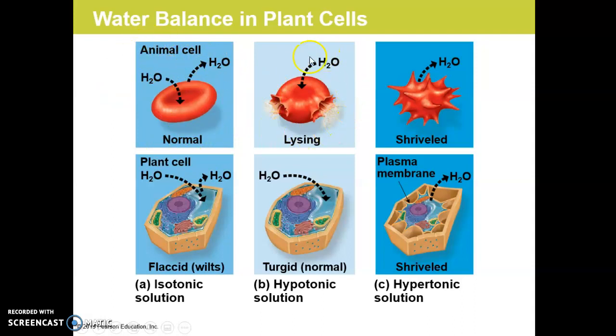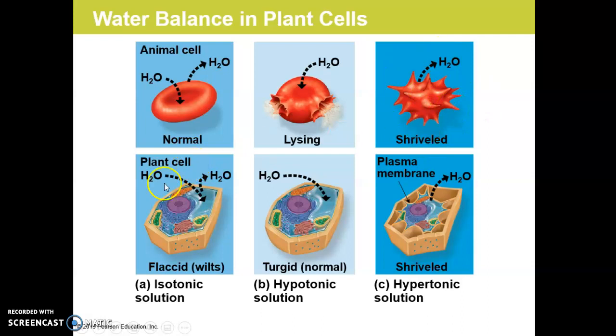If you place an animal cell into a hypotonic solution, it's going to take on water to try to reach equilibrium, and it will lyse or rupture because it gets filled up so much and there's nothing to protect the cell membrane from rupturing. If you put an animal cell into a hypertonic solution, in order to try to achieve equilibrium, water is going to leave the cell and the cell will shrivel.